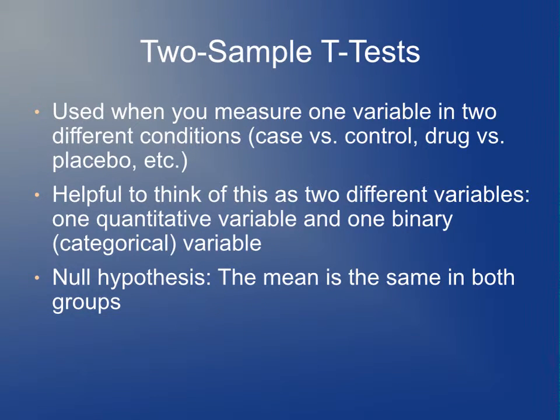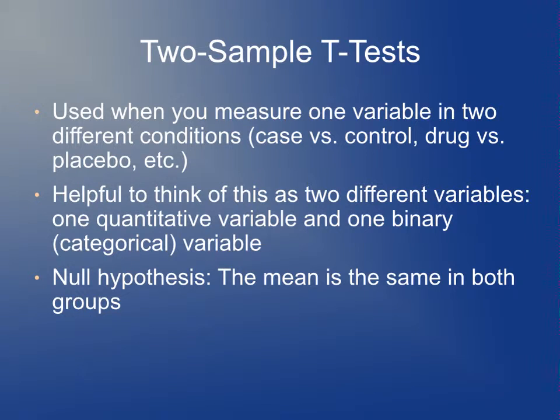The next test would be a two-sample t-test, which you would want to use when you have two variables, a continuous response variable and a binary predictor variable. Do you want to know, does case status, whether you're a case or control, determine how likely it is that you have pain? Does the drug or the placebo affect your cholesterol level? Things like that.